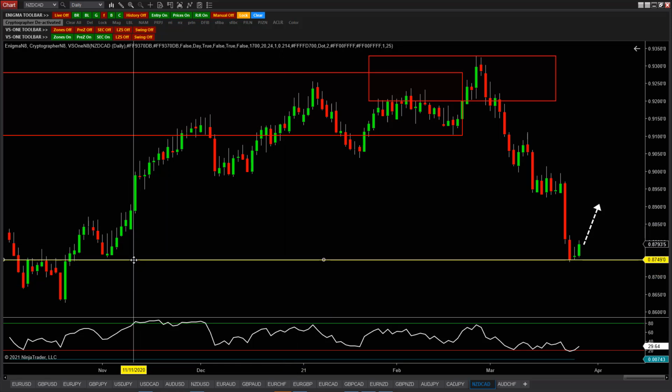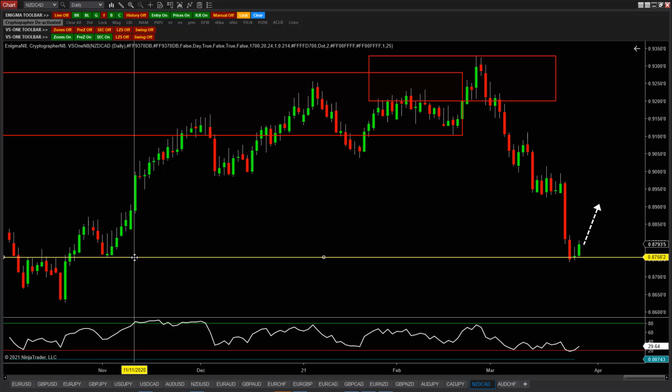What puts a red flag, I guess, or a halt in that systematic approach is the fact that our previous level of structure was right here. These are our structure lows. You can see that we indeed broke and closed below it. So once we break and close, I have to identify we have a break and close. That means I have to predict that we're likely to continue lower. If my prediction is that we're likely to continue lower, I can't involve myself in a trade to the upside, because that goes against my prediction, right? You see the contradiction there.